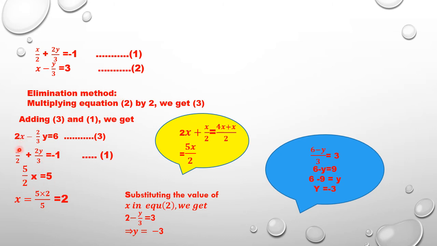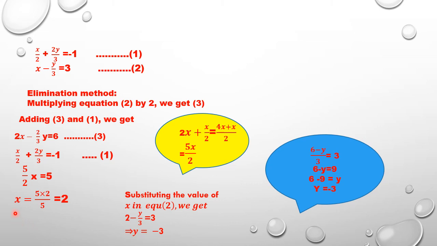Now what about the terms having variable x? So let us add them. 2x plus x by 2, I have added them over here. You take the LCM, 2 into 2, 4x, and plus x upon 2, in the denominator you get 5x upon 2. Here is that 5x upon 2. And what about the RHS? In RHS, you get 6 minus 1 is equal to 5. You transpose 5 by 2 to the RHS. When you transpose 5 by 2, it will become the reciprocal 2 upon 5. 5 will get eliminated in numerator and denominator, and you remain with x is equal to 2.